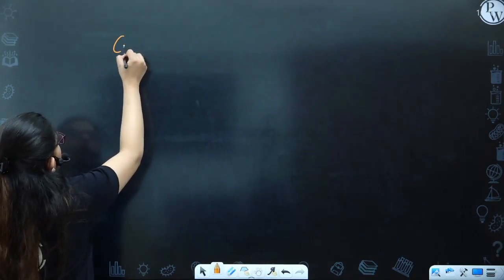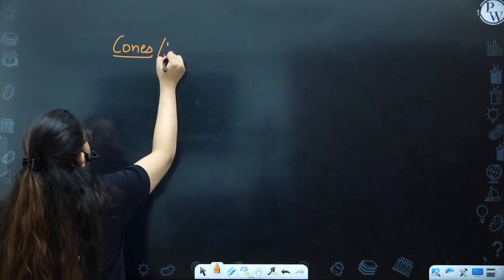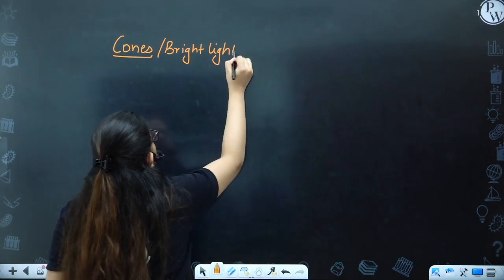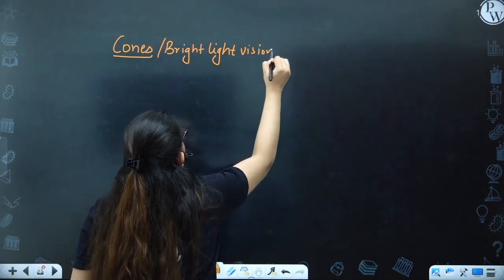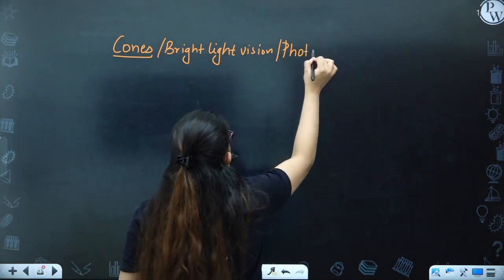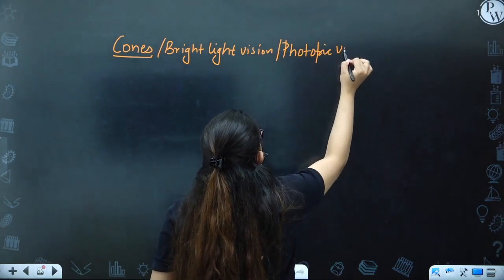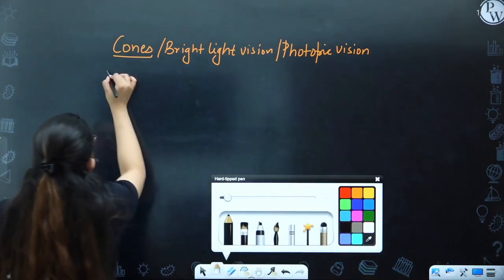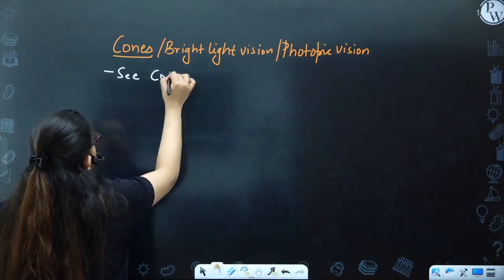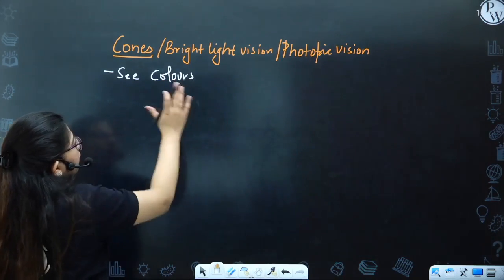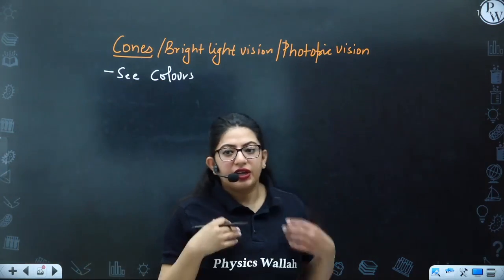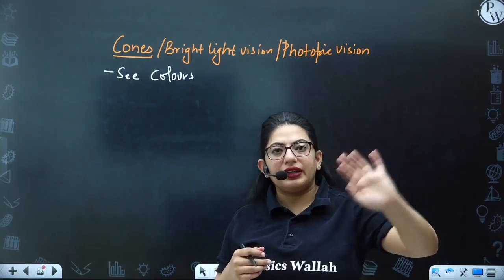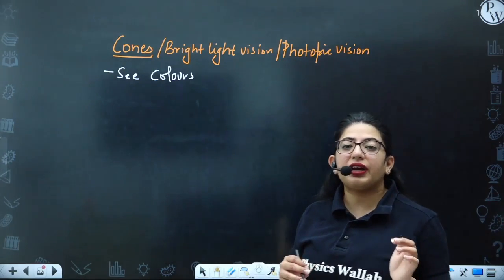If I talk about cones, cones help in bright light vision, or we also call it photopic vision. It helps us to see colors. So now you are looking at this black color, this is white, this is orange, this is black. Okay. So this is skin color. So all these colors you can see with the help of cones.